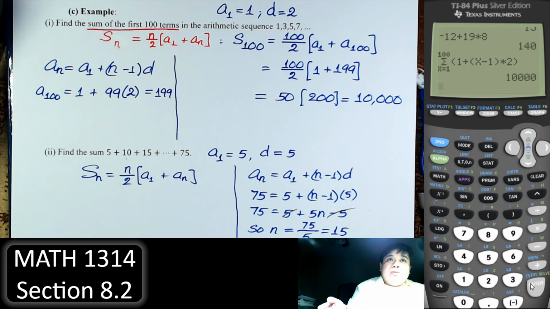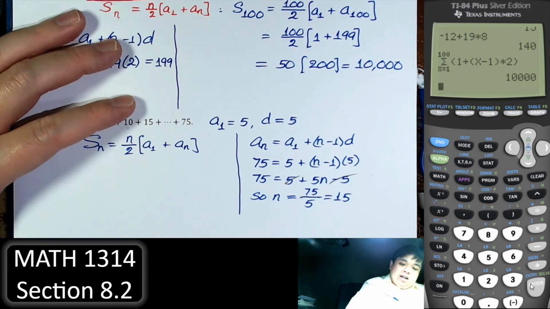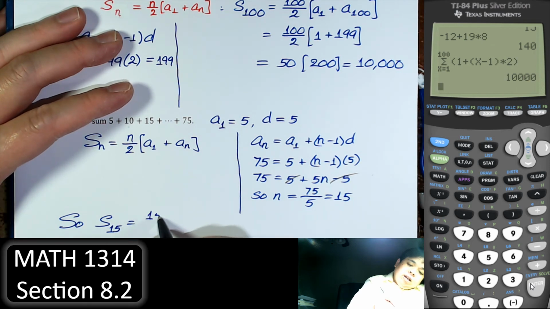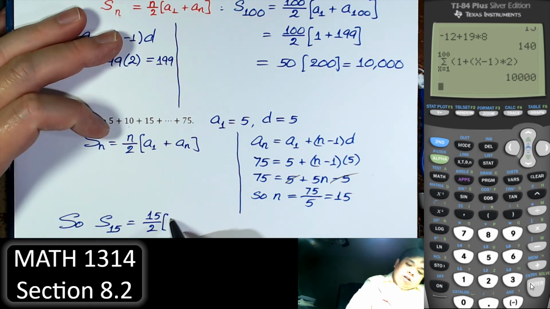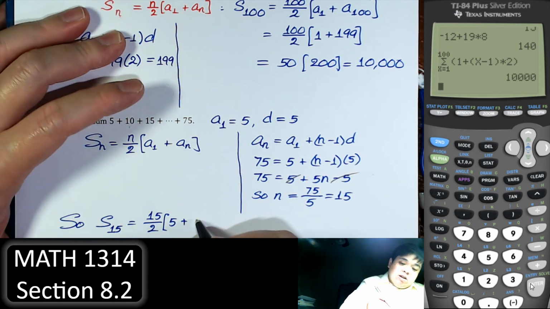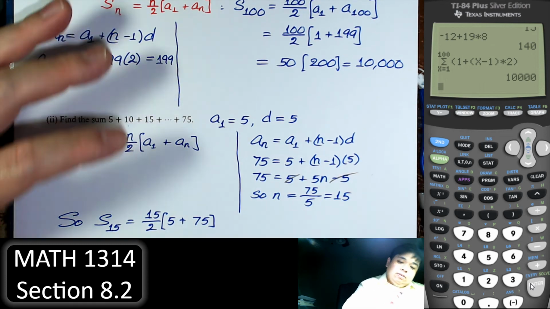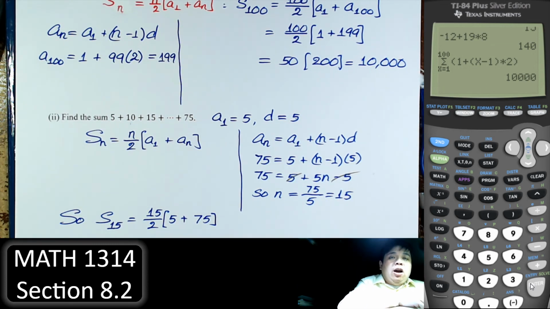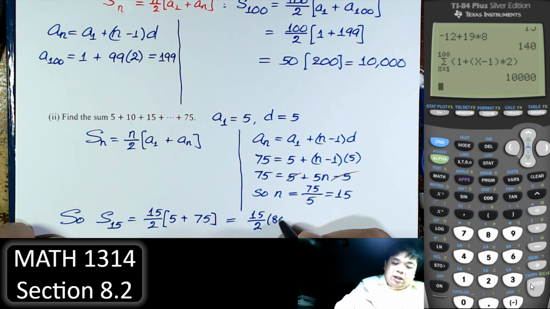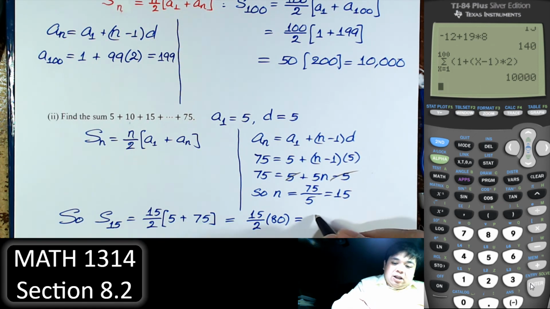Right, so we know it's 15, so we can put that in here for n. So we have the sum of the first 15 terms is 15 divided by 2 times the first term and the n term, which is the 15th term, 75. Right, and that 15 over 2 times, 5 plus 75 is 80. 80 divided by 2 is 40. 40 times 15 is 600.